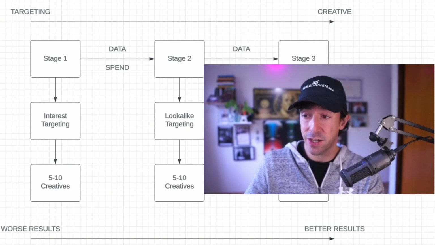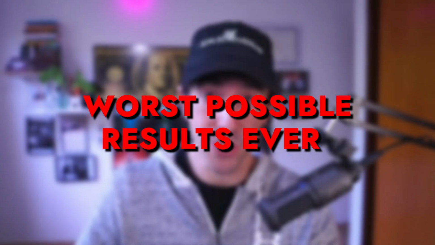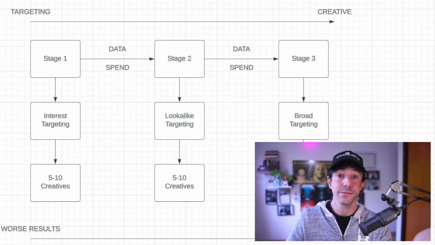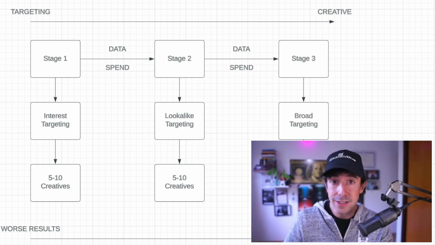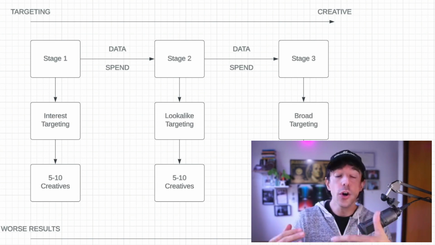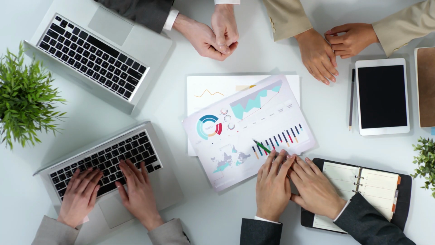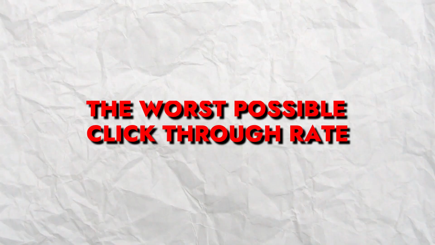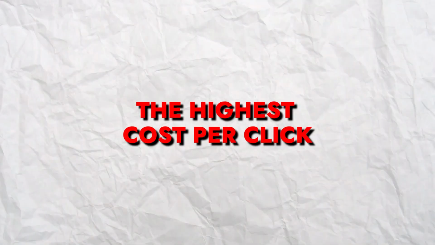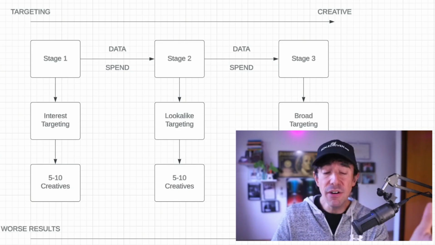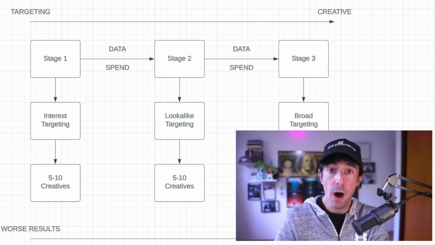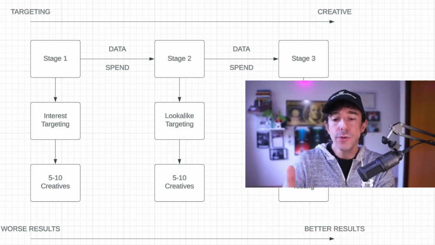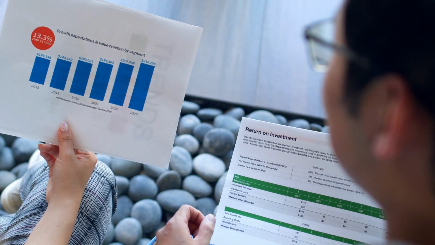Now, also at the beginning of a campaign, you will get the worst possible results ever. Why? Because Facebook, in this case, but it could be any platform, they do not know who to target. They're blind out there, and they're going to be collecting data, and you'll have the worst possible costs, the worst possible click-through rate, the highest cost per click, the highest CPM. Everything will happen at the beginning of a campaign. And again, provided that you are leveraging data, your results will get better and better and better through time.